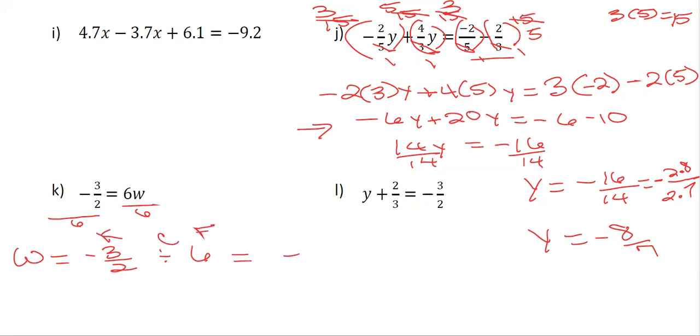And when I do that, now I get -3/2 times 1/6. I'm going to reduce, and I can. 3 goes into itself once and goes into 6 2 times. So now I have -1 over 2 times 2 is 4. And that's my answer.